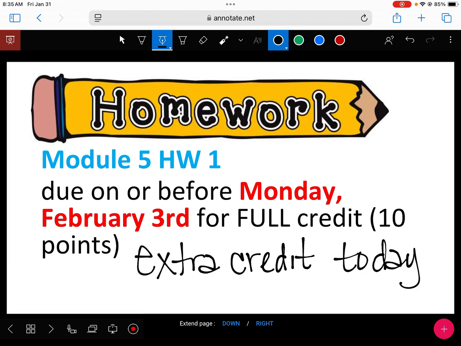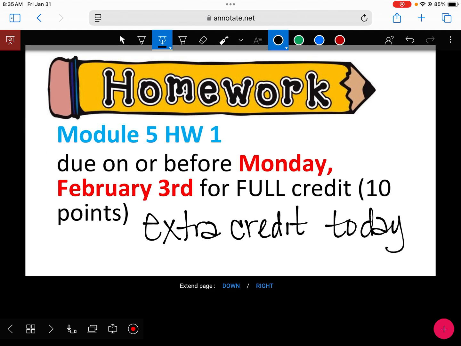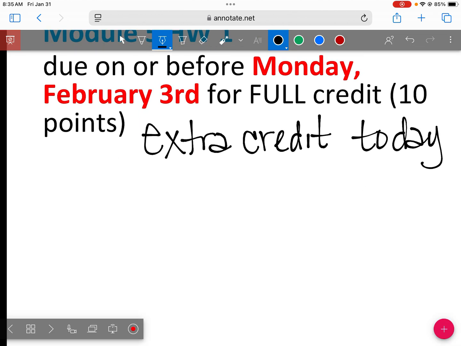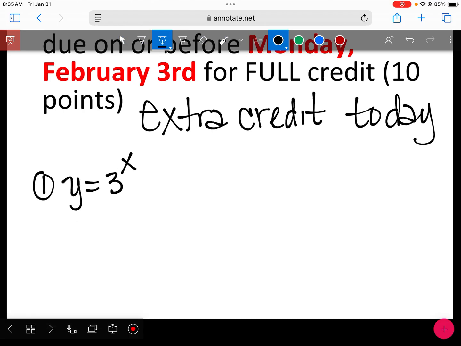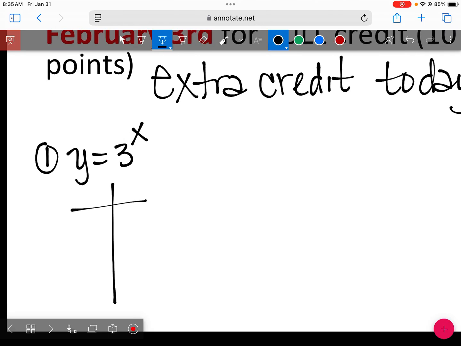All right, so let's talk about it together. Some of the common questions I'm getting about the homework. So you should be just about done with it. It's due on Monday, but I am giving extra credit for it today. So let's look at number 1. Question number 1 says y equals 3 to the power of x. So you're going to make your table. These are your numbers that you use. Anytime the base is bigger than 1, this is our table.